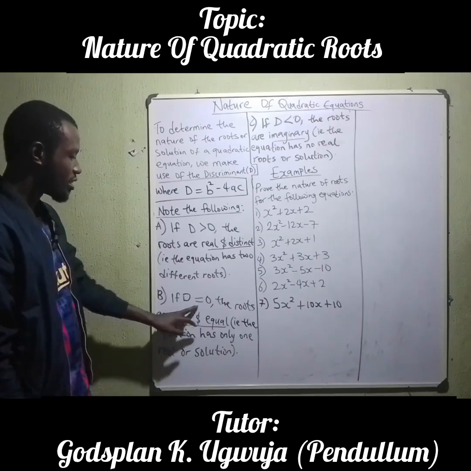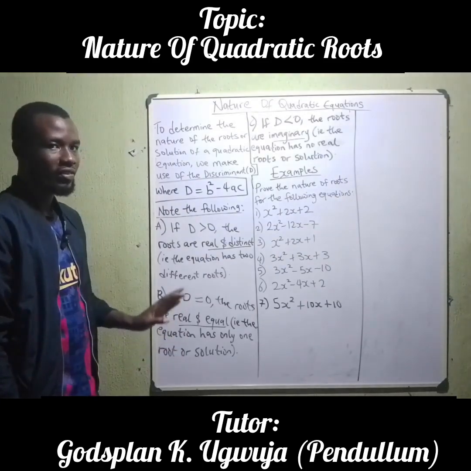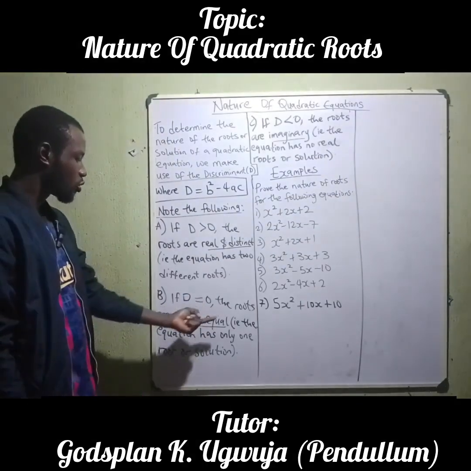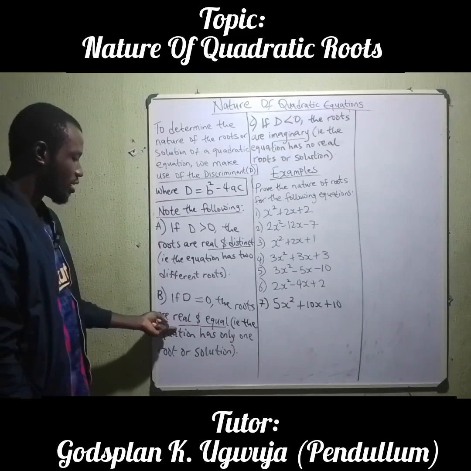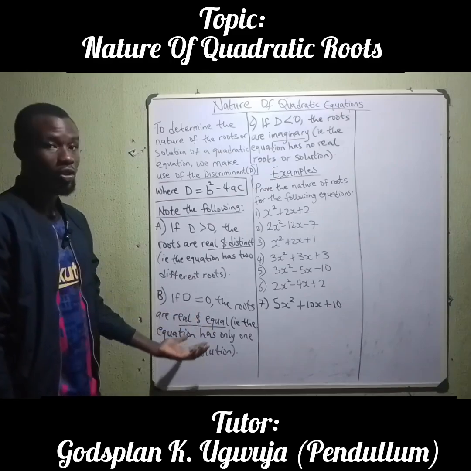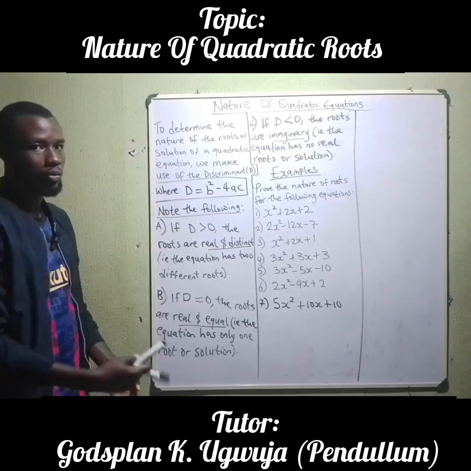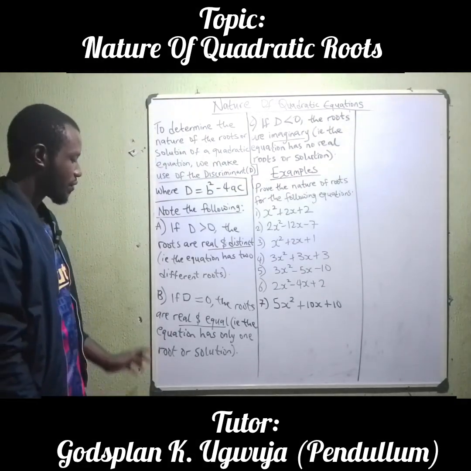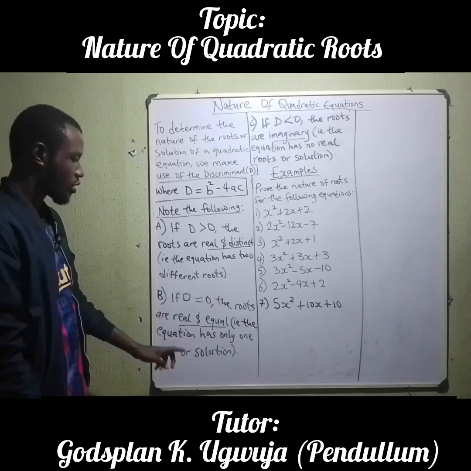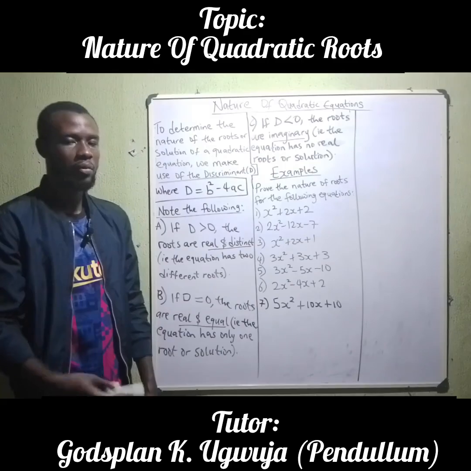Now if you solve and d is equal to 0, that means the roots of that equation are real and equal. What does this mean? You're going to have only one solution repeated. If you solve and d is equal to 0, the roots are real and equal, meaning you have only one solution for that equation repeated.